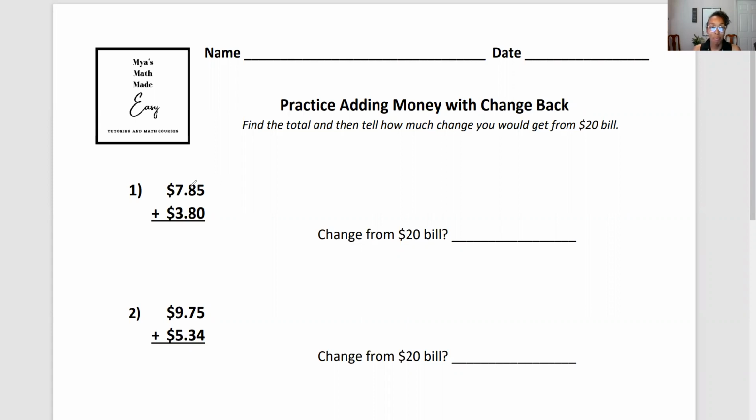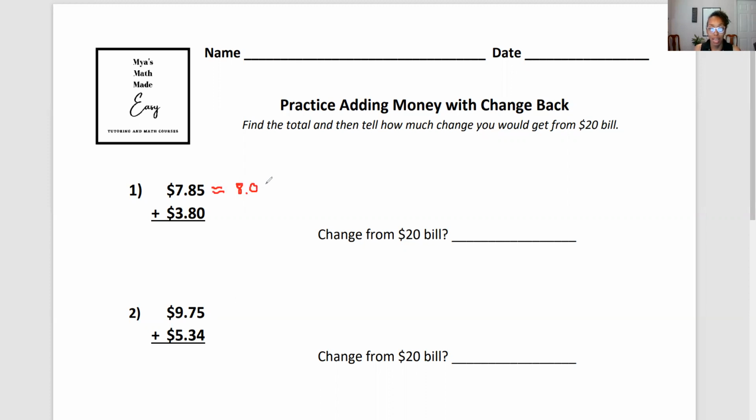So in this case, my $7.85, this 85 is more than half of a dollar. And I know that because I know that exactly half of a dollar is 50 cents. We know that one full dollar is 100 cents. Half of the dollar would be 50 cents. So this is closer to $8. So we're going to round this and say it's about $8.